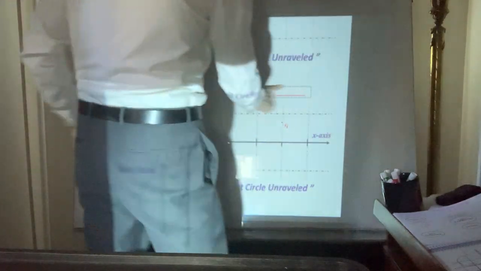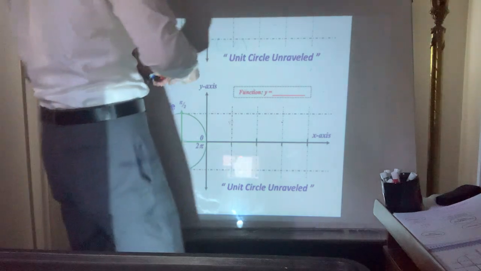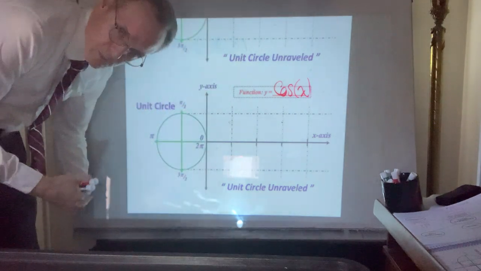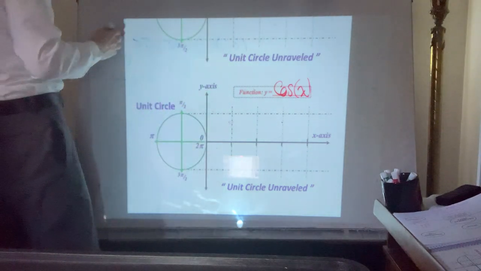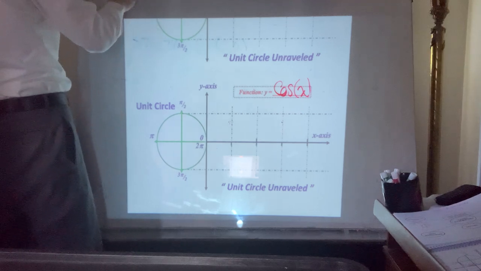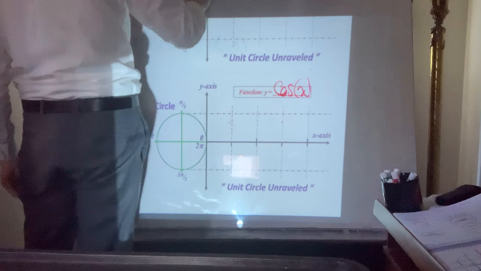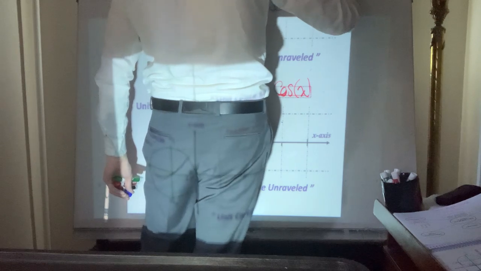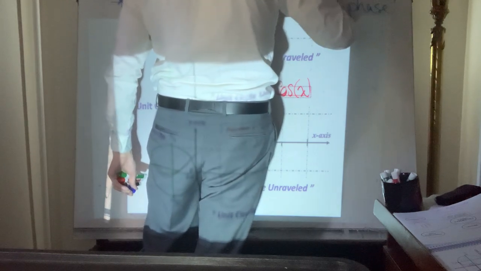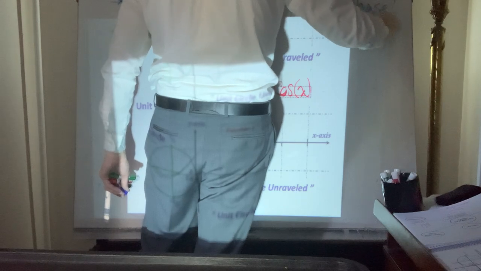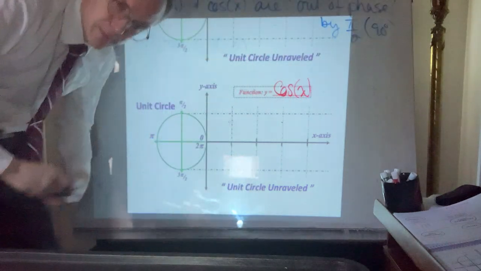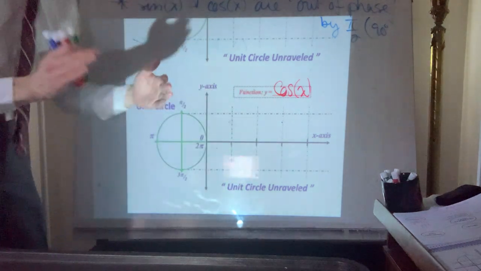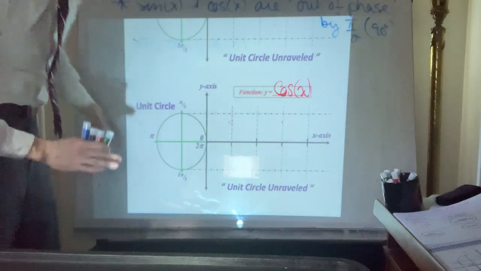All right. Now, in the case of cosine of x, what is different about cosine from sine is that sine and cosine are out of phase by pi over 2, or you could say 90 degrees, right? Meaning that they're basically the same shape, but they start in different places. They start, cosine in particular, already 90 degrees ahead, right?